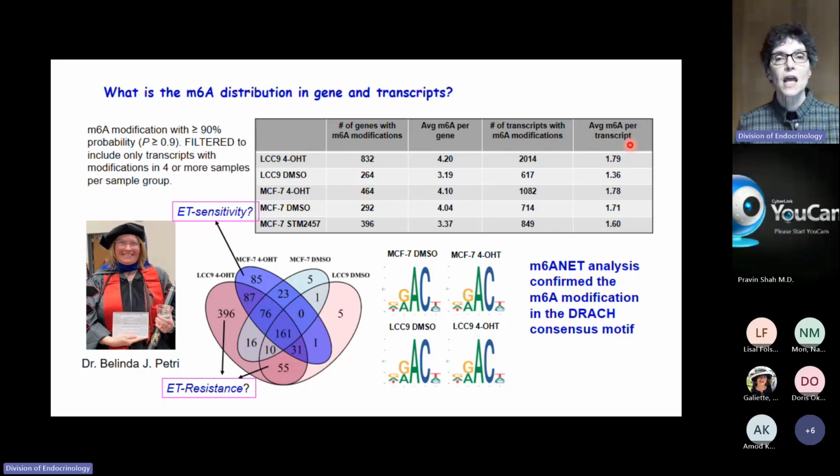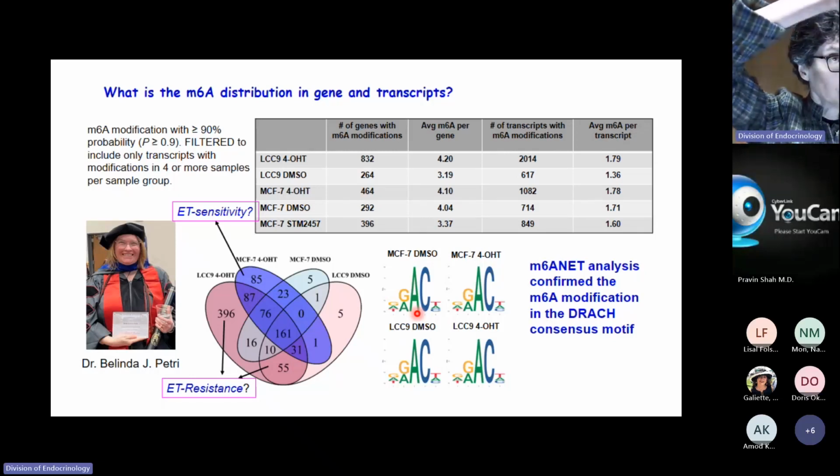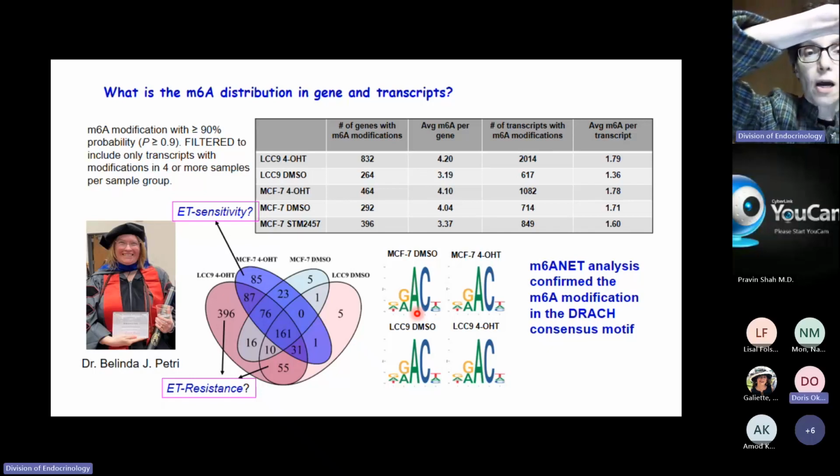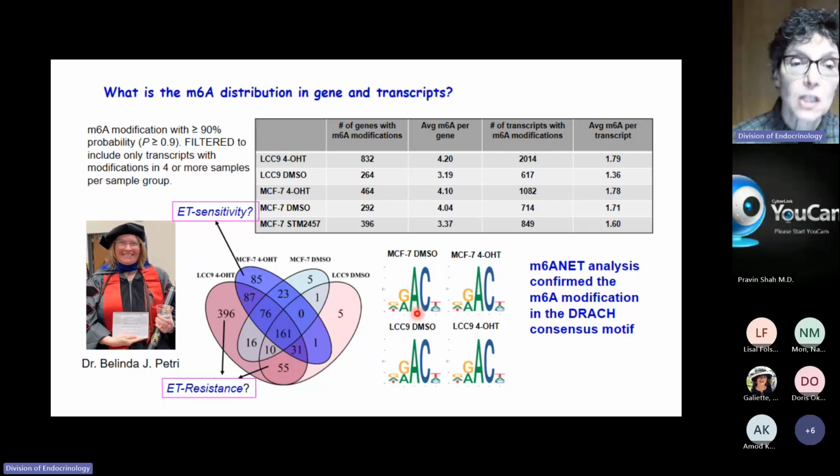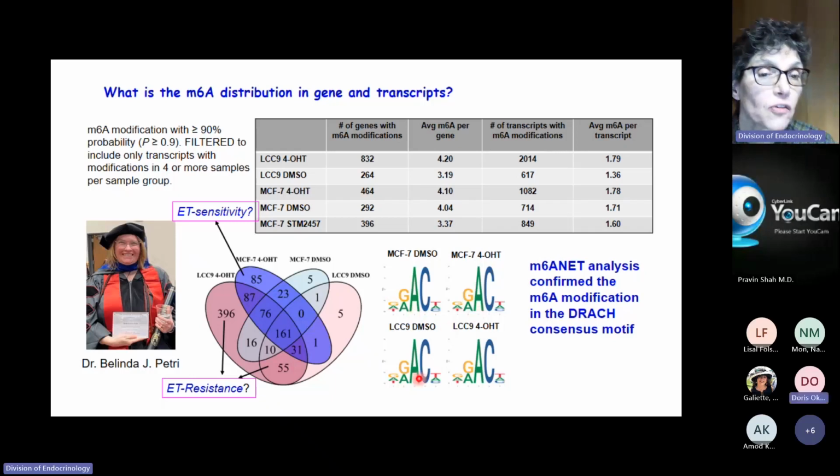And the m6Anet analysis confirmed that the m6As were located in the DRACH motif. So remember I said there was that A that's going to be the target of METTL3, putting that methyl group on, and it's always invariably followed by a C. So you can see there's the DRACH motif in all the samples.